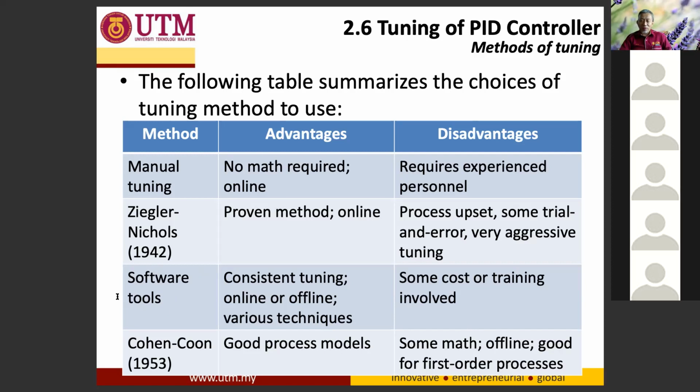Aggressive tuning means that it calculates very fast, then you get the values Kp, Ki, and Kd. The time to calculate is not long, it's very short, and in a few seconds you get the values of Kp, Ki, and Kd.